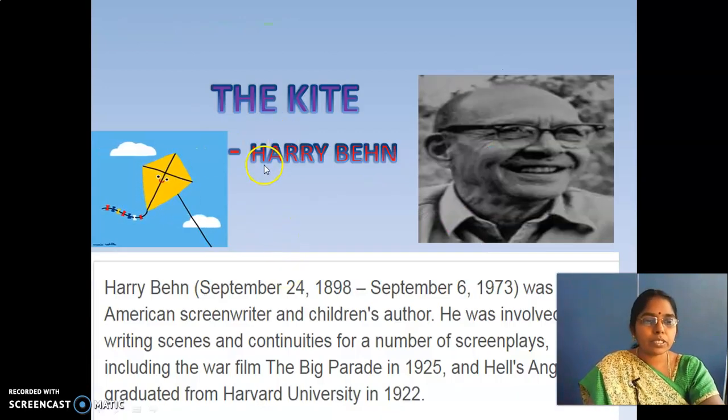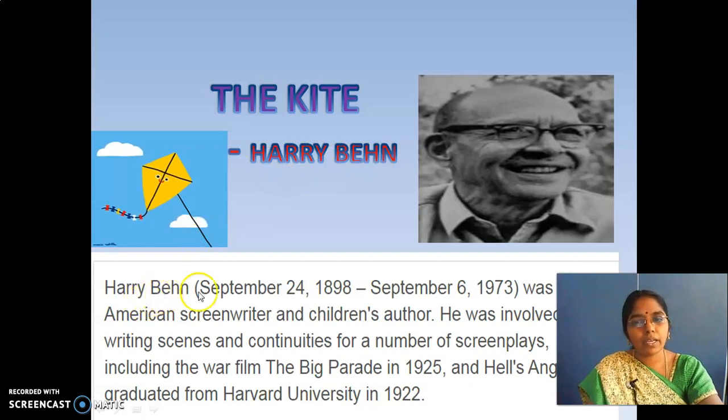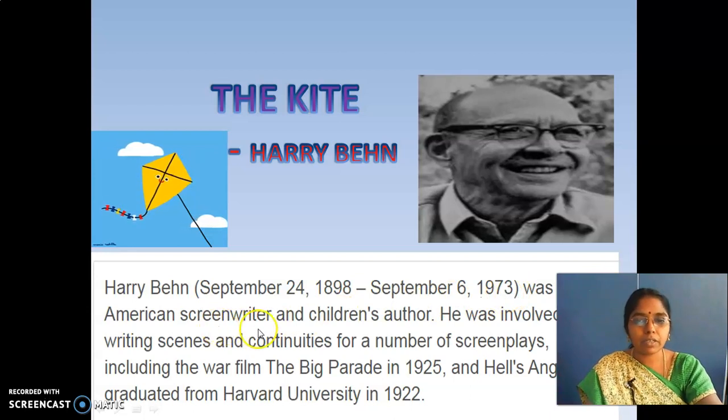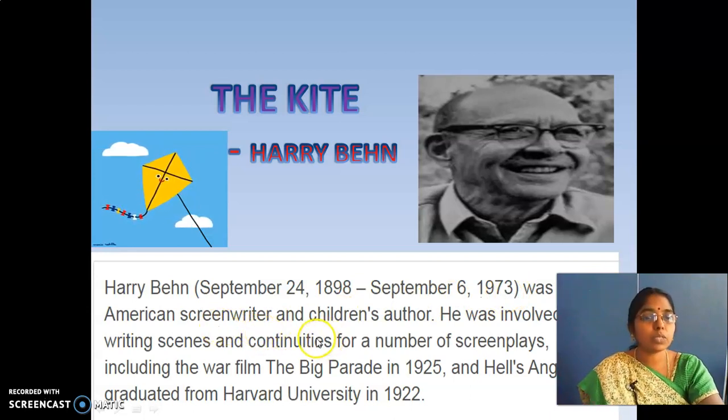The Kite poem was written by Harry Behn. Harry Behn was born on September 24, 1898 and died on September 6, 1973. He was an American screenwriter and children's author. He was involved in writing key scenes and continuities for a number of screenplays, including the war film The Big Parade in 1925, and Hell's Angels, which are famous among them.